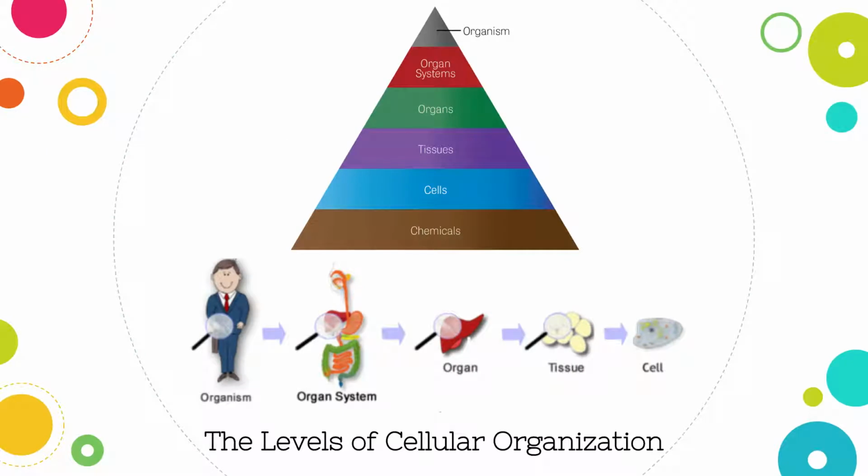There are multiple levels of cellular organization. First is the largest, which is the organism. Then within the organism, there are organ systems. Within the organ systems, there are organs. Organs are made up of tissues, which are collections of cells. And within each cell, there are a bunch of chemicals and molecules.